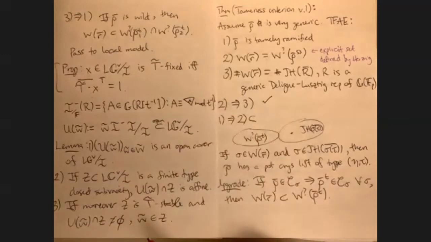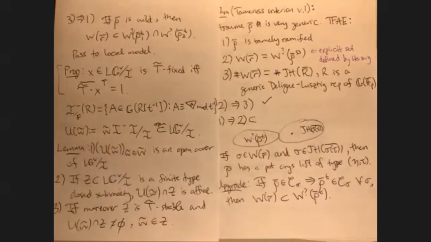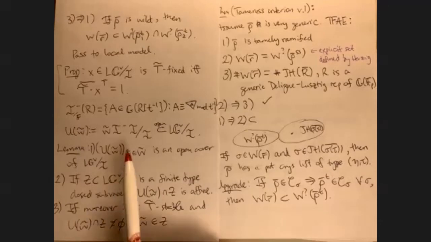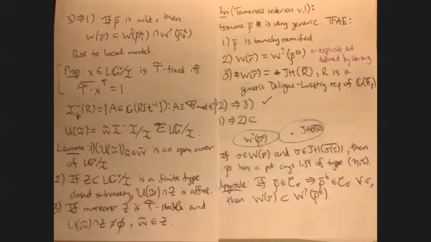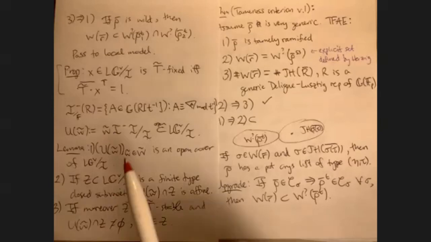So recall that there's this T tilde action, and it turns out that this group I minus is T tilde stable. And so UW tilde is T tilde stable. And there's a certain GM action which contracts to the W tilde. Okay, so you can kind of see it here.